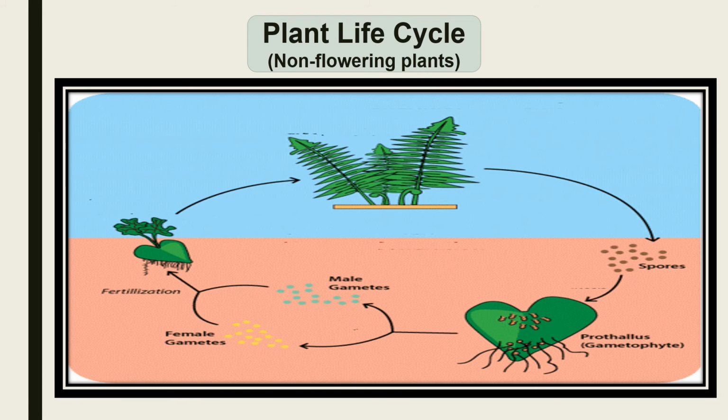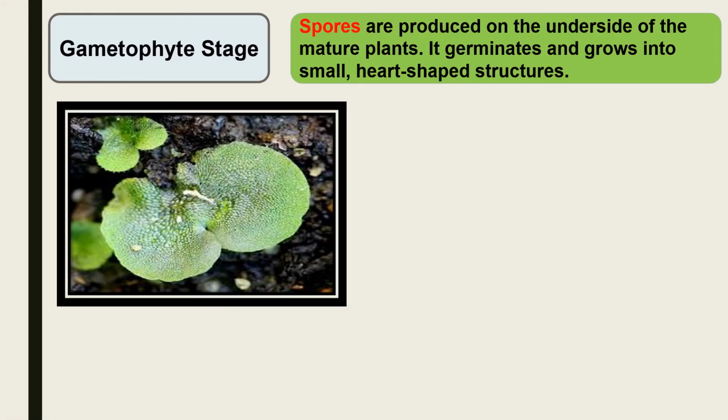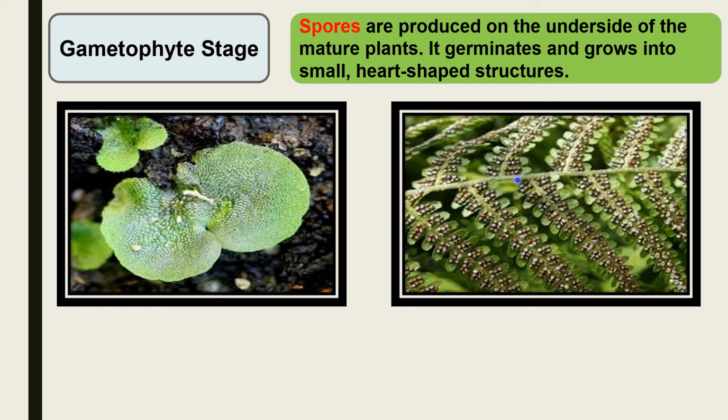Okay? Next, another part is the plant life cycle of non-flowering plants. As you may see in the chart, there's a spore, the gametophyte, and then the adult stage. So in the gametophyte stage, spores are produced on the underside of the mature plant. It germinates and grows into a small heart-shaped structure. This is an example of the fern. The fern has a heart shape, and there are small structures that can then produce the spores. So this is for the fern.